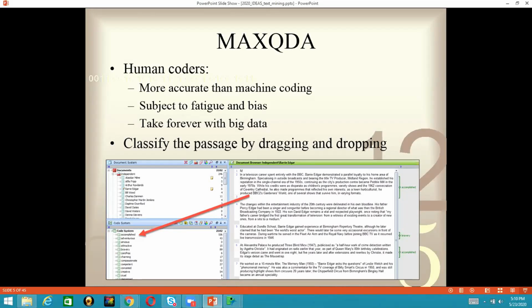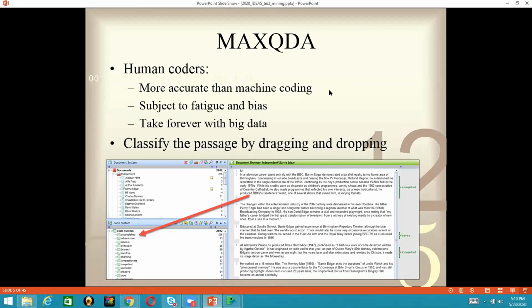Then use software like this one, MAXQDA, which stands for maximize qualitative data analysis. You read the passage and then classify it by drag and drop. On the left-hand side are ideas, concepts. You read it and think, okay, I think he means this, then drag it, drag it, drag it. So you classify the content by dragging and dropping. You may say this is semi-automatic. It's still better than doing it in Excel or MS Word.